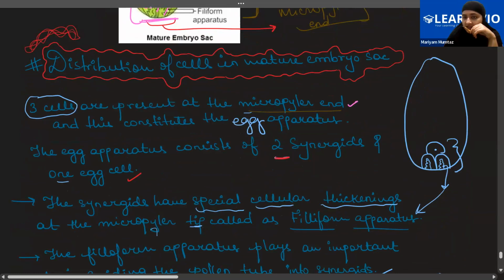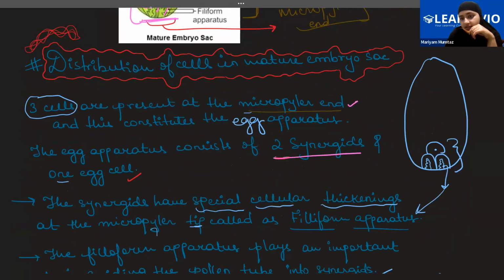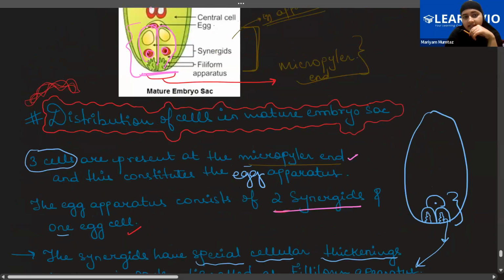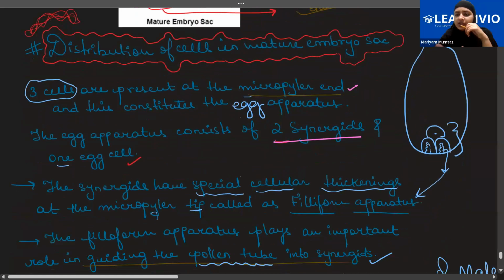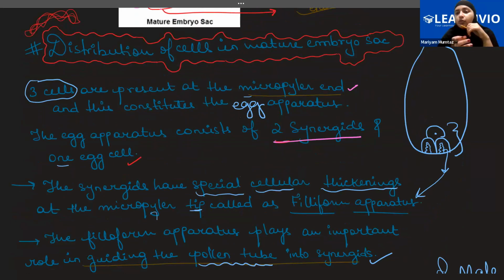Now, what is present in the egg apparatus? The egg apparatus has 2 synergids, these 2 cells, 1, 2. Then on top of it, or here, you find the egg cell. So 2 synergids and 1 egg cell form the egg apparatus. A question can arise like this: what cells are present in the egg apparatus?